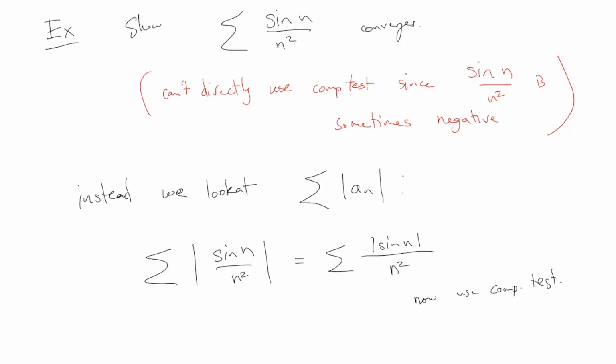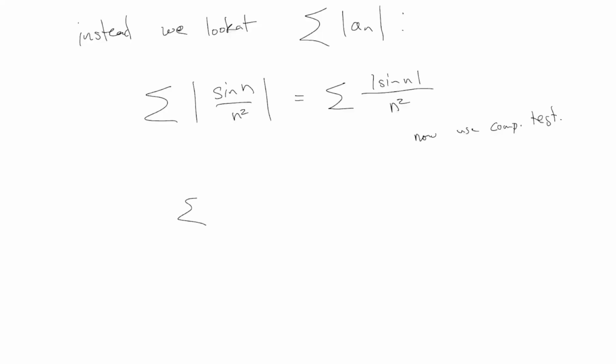And what is the comparison? I hope you recall the typical thing to do in the comparison test would be to compare with 1 over n squared. You just throw away the sine. The sine is always less than or equal to 1, and so I am increasing the numerator to 1. And then what about the sum of 1 over n squared? Does this converge or diverge? Anybody remember your things about series? This is some kind of series. What kind of series is it?